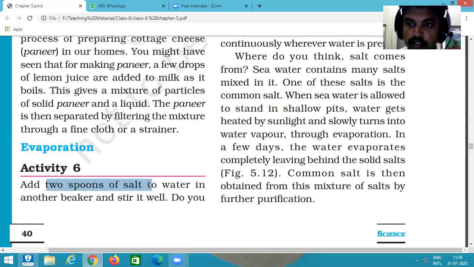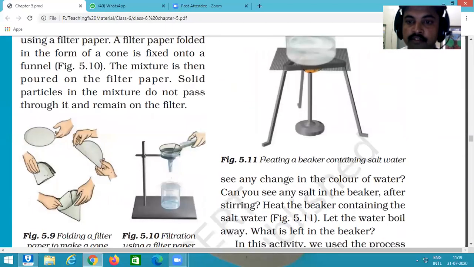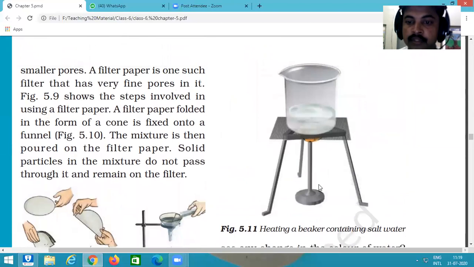Take 2 spoons of salt in water in a beaker and stir it well, and we prepare the solution. Then we start to heat and boil the solution. For that we need a tripod stand, a wire gauze, and a spirit lamp or a burner.